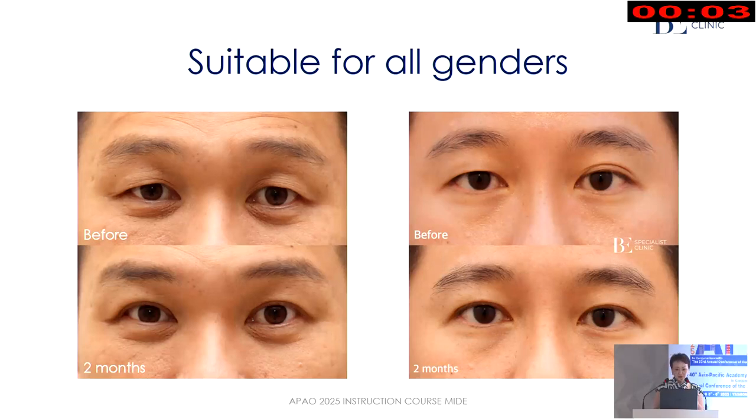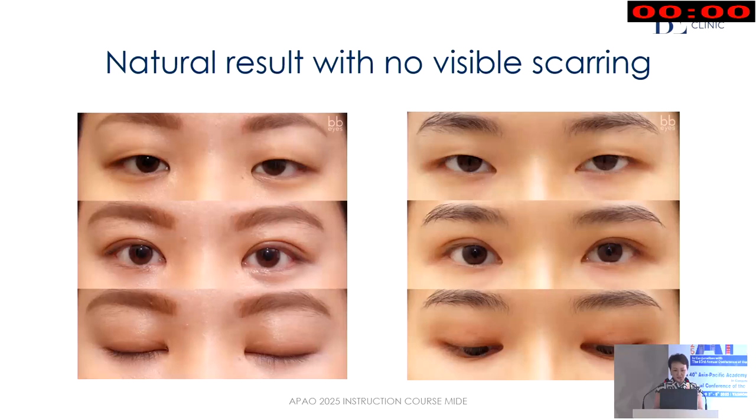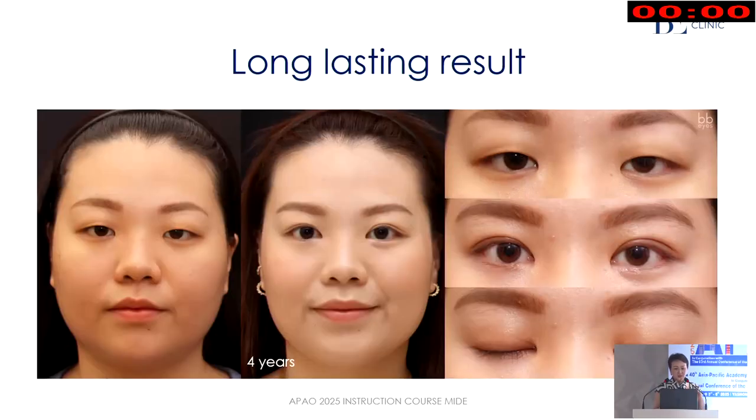All right, it's suitable for men, for women. You can do a unilateral, bilateral. All right, the key thing here, like I said, is to create a dynamic crease so that there's no visible scarring. And so far with this procedure, I've done it since 2001. So the longest so far that I have is a 4-year result, and I think it's still holding on strong, and patients are very, very happy.